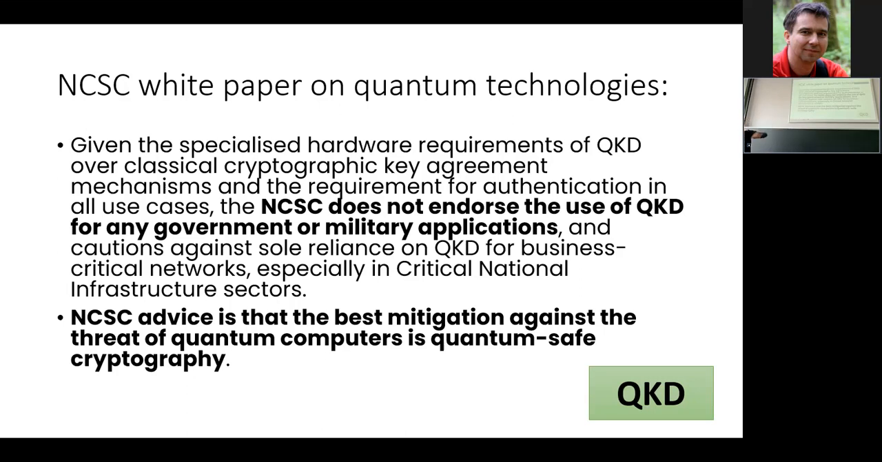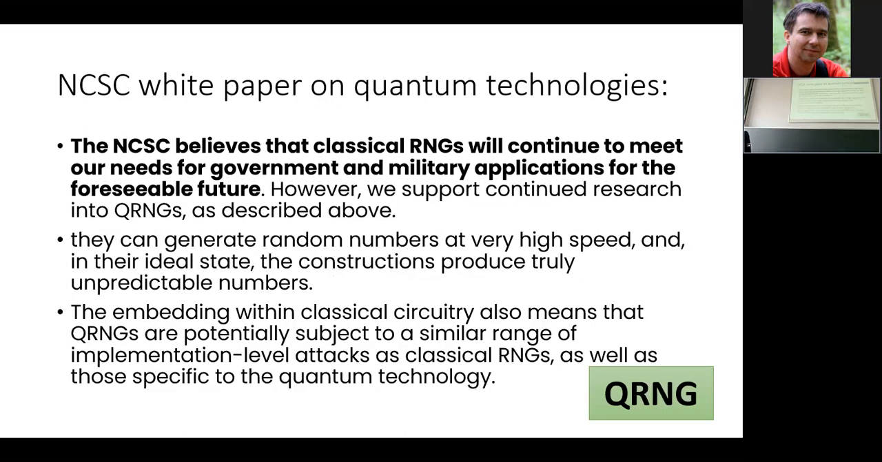But this is what they say about QKD. Let's look at what they want to say about QRNG. They are also saying that you shouldn't use QRNG because, let's look at the last one: the embedding within classical circuitry also means that QRNGs are potentially subject to a similar range of implementation level attacks as classical RNGs. And this is basically not true.